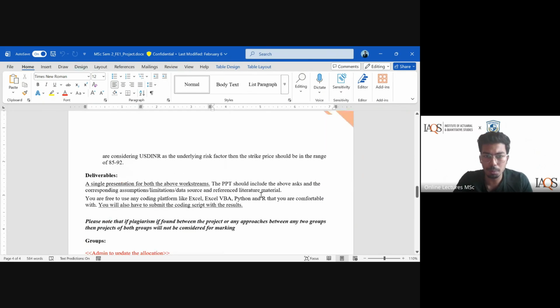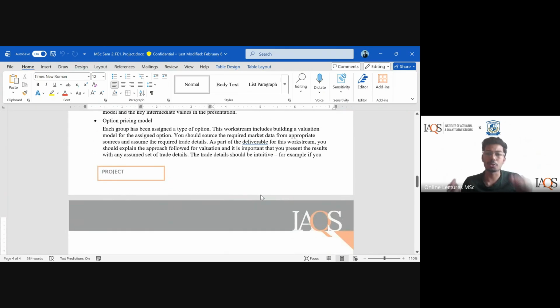In the second part of the project, what you need to do is make an option pricing model for these different exotic options. Whatever exotic option is assigned to your group, you'll have to create a valuation model of that particular option. Again, you can do it on Excel, you can do it on Python, you can do it on R. I don't mind any algorithm, any software that you use.